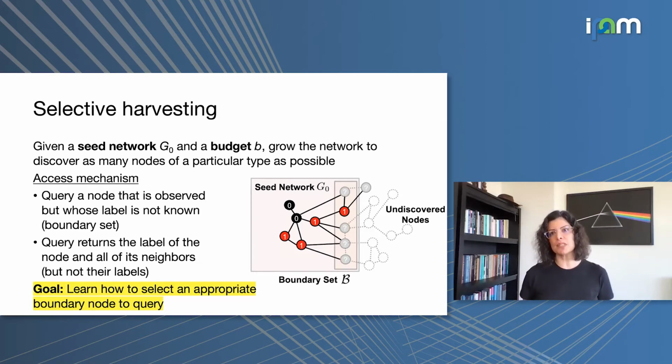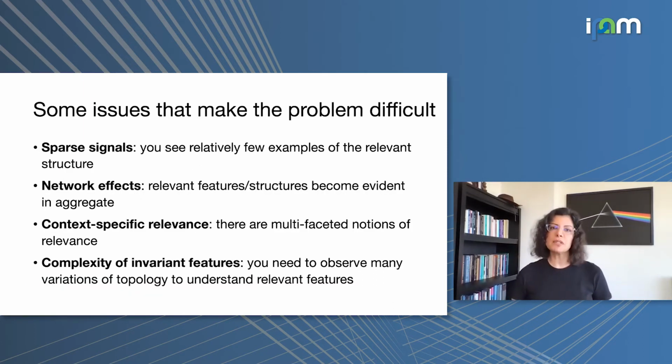One of the things which is interesting is that I want to query a node that here, for example, will have a label of 1, but I also want to query a node that will bring to me many nodes, or will be the root of a tree that will bring to me a lot of nodes that have label 1. So there are lots of issues that make this problem difficult. One is sparse labels, right? You oftentimes will see very few examples of the relevant structure that you're interested in. There are network effects, so you perhaps need a macro view of the complex network to be able to actually learn what you want to learn.